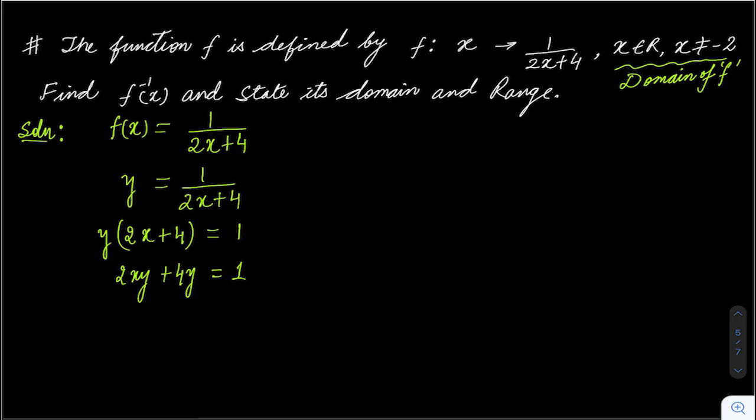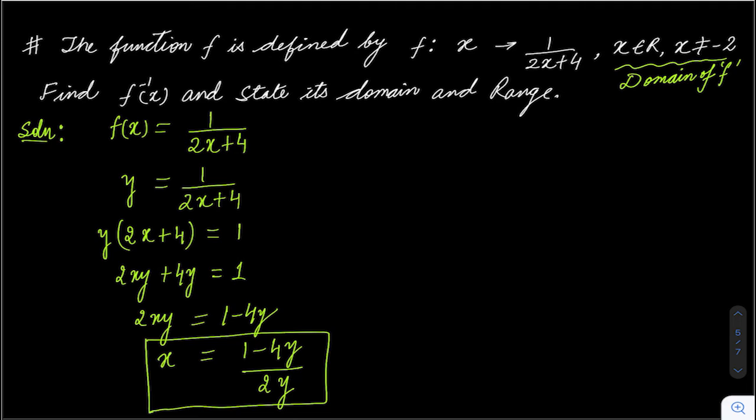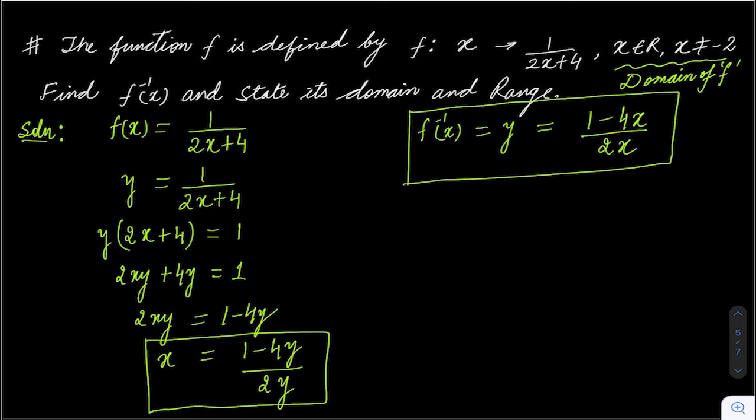Next, I am going to keep the x terms on one side and all other terms on the other side, because I need to find the value of x. So this 2xy will remain there, and I will take this 4y to the right side. So I will get 1 minus 4y. So my x value is nothing but 1 minus 4y divided by 2y. Now, once I have the x value, we will interchange. So my f inverse x, or y, will be equal to 1 minus 4x over 2x. This is my inverse function.